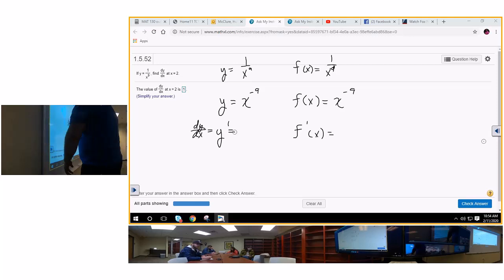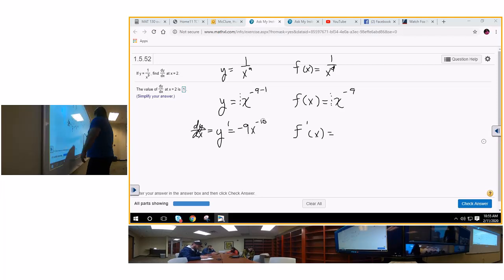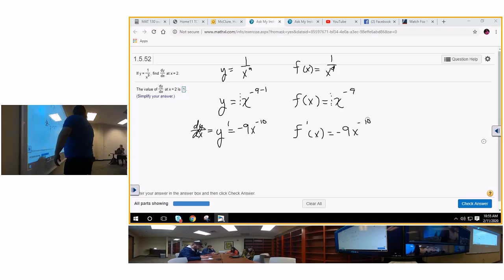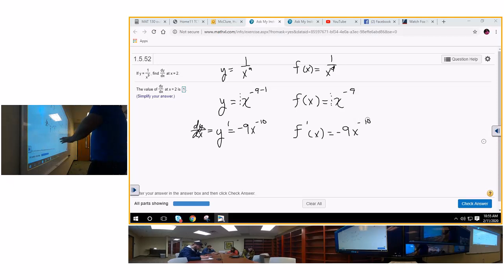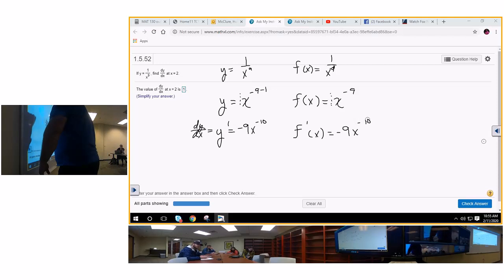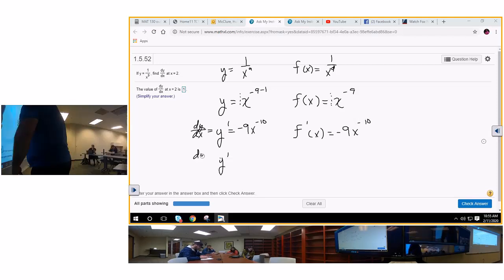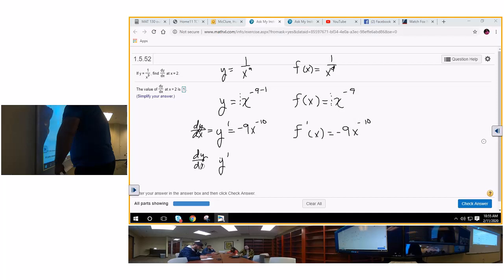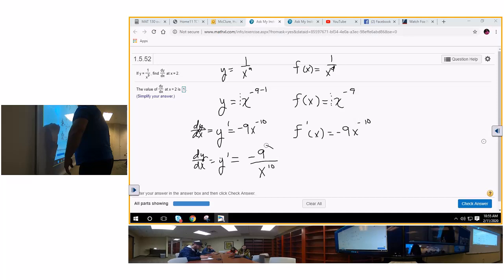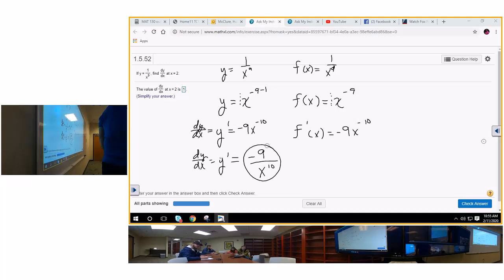What's -9 times 1? So that's going to be -9x. And what's -9 minus 1? So same thing here. -9x to the -10. Now you just have to put it back in pretty mode. So what do you got to do? Well, that's going to be y prime or dy/dx is equal to -9 over x to the 10th. And that's how you get it.